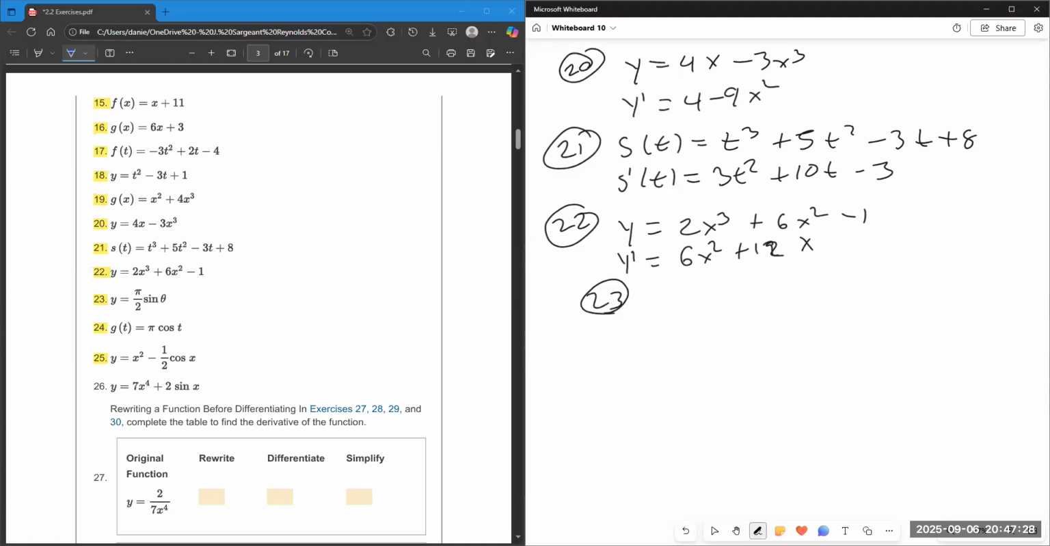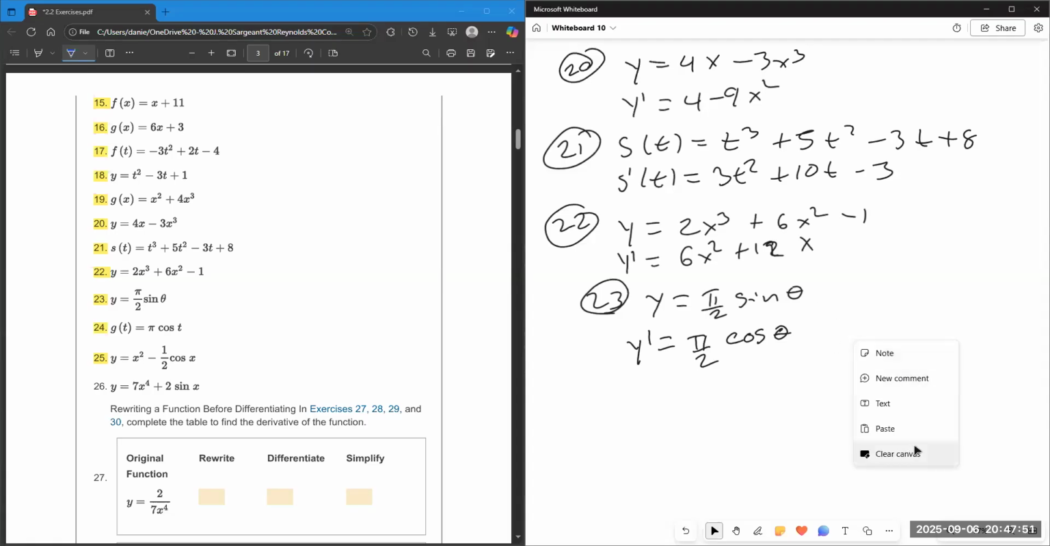23. y equals pi over 2 sine of theta. So y prime equals pi over 2. Constant multiplier sits there. Derivative of sine is cosine. We're differentiating with respect to theta.